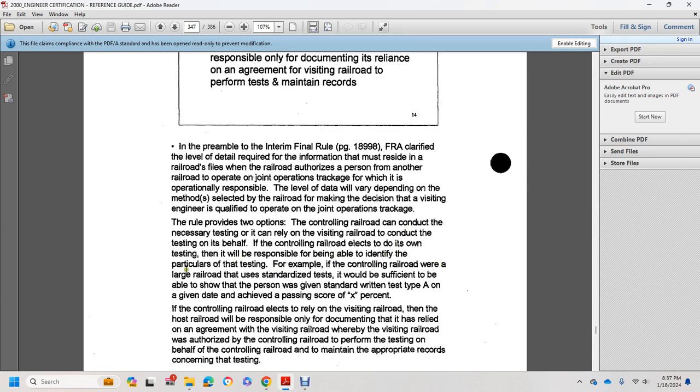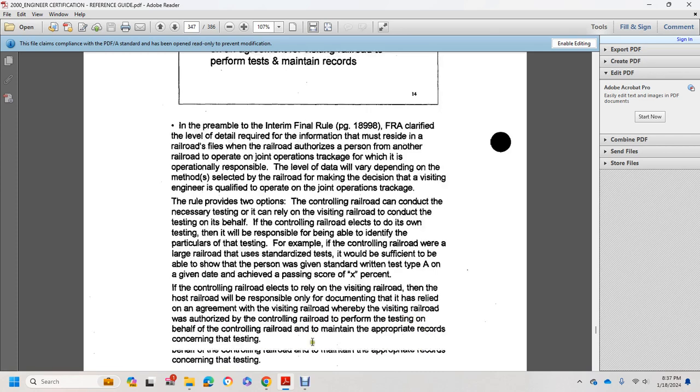For example, the controlling railroad may be able to provide the visiting railroad with a standardized type of information to show the person's name, the type of written test, the date achieved, and the passing score. If the controlling railroad elects to rely on the visiting railroad, then the host railroad is responsible for the documentation that is relied upon, with the agreement of the visiting railroad, whereby the visiting railroad authorizes the controlling railroad to perform testing on behalf of the controlling railroad and maintain an appropriate record concerning that test.